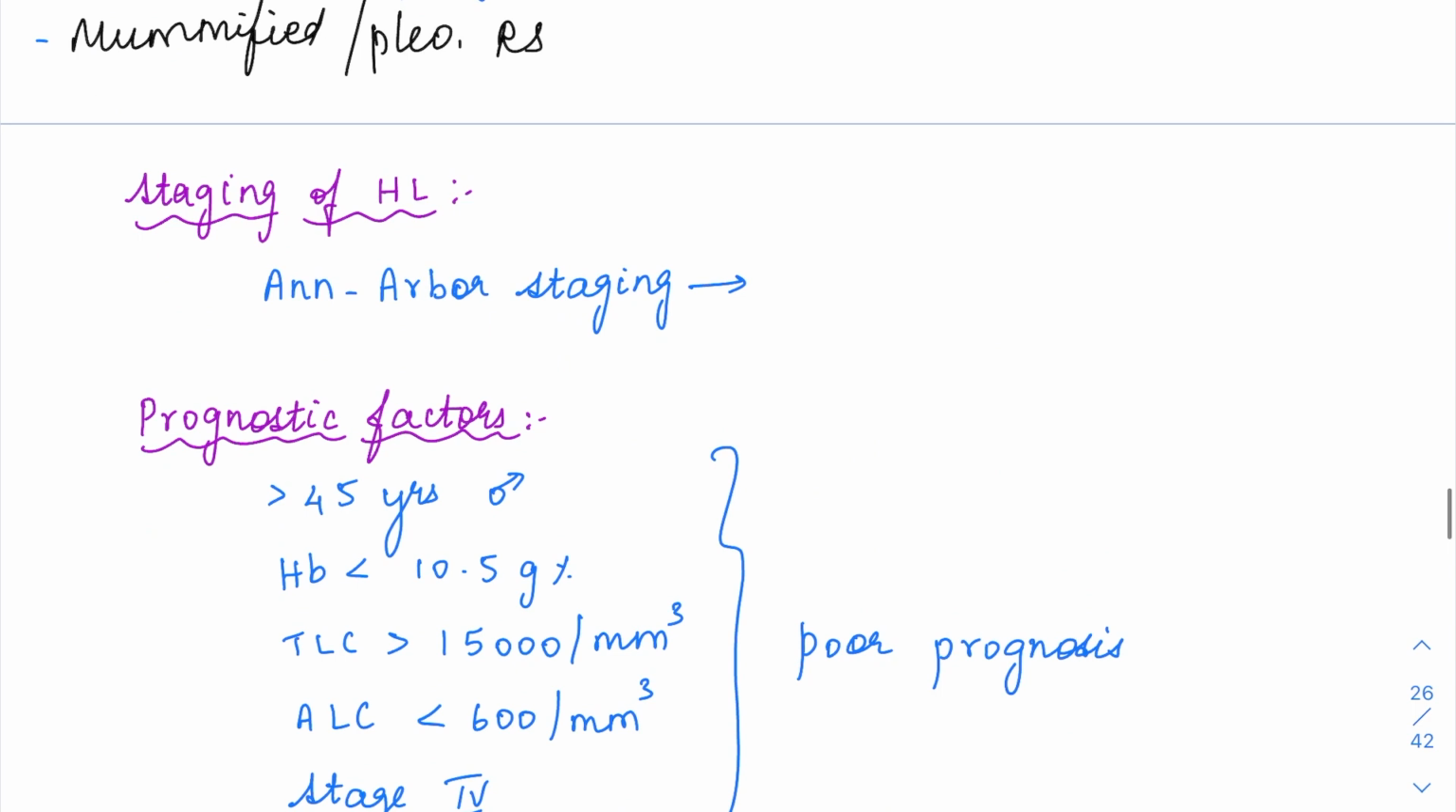Previously, the staging of Hodgkin's lymphoma was classified based on the Ann Arbor classification. Now it has been changed to the Lugano classification. So it is basically the modified Ann Arbor staging only. So it is called the Lugano classification.